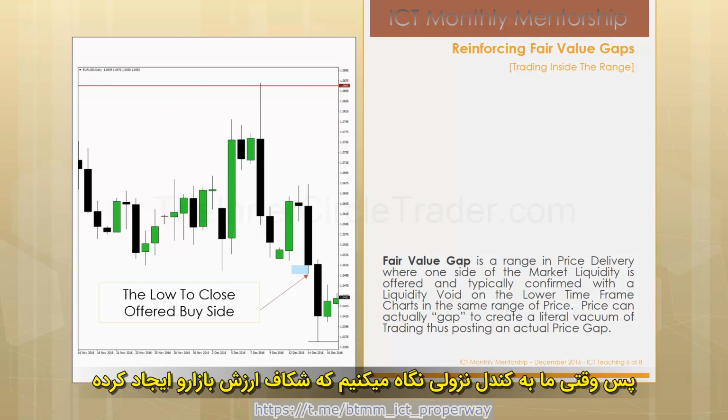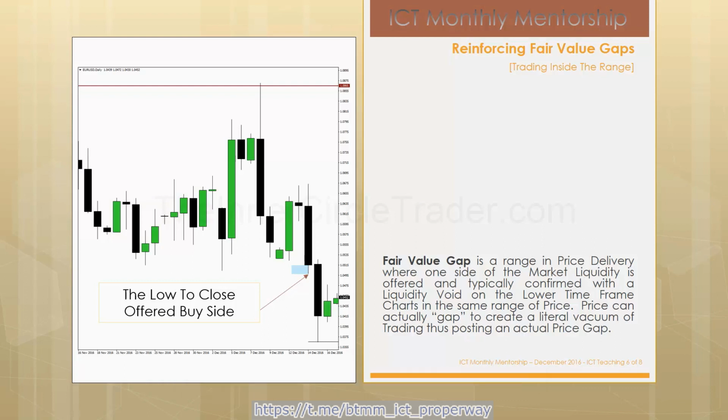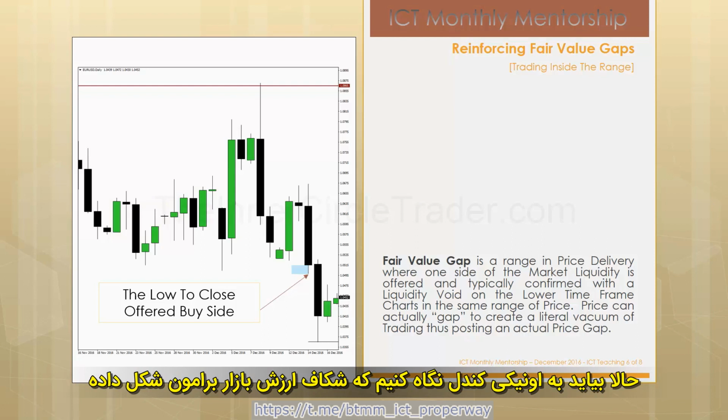So that means when we look at the down candle that makes the fair value gap, we're not concerned with the 105.15 to 105 big figure price range. So we're going to be drawing our attention to that low here, and we'll draw that out in time. But let's now look at the other candle that frames our fair value gap.